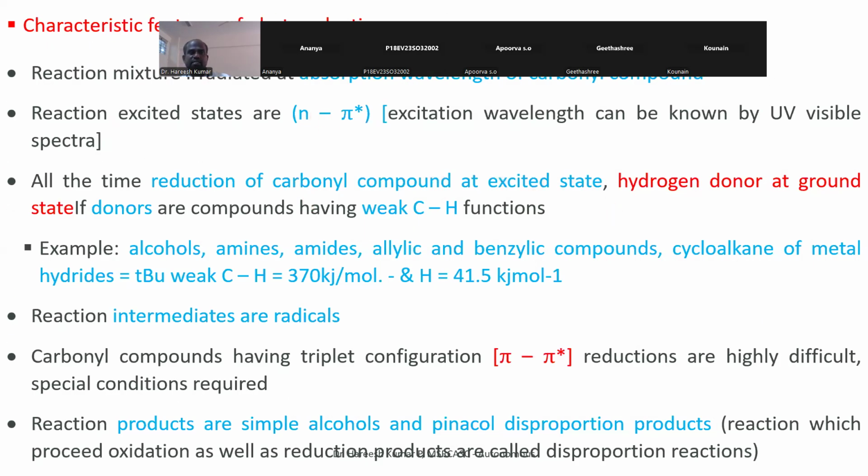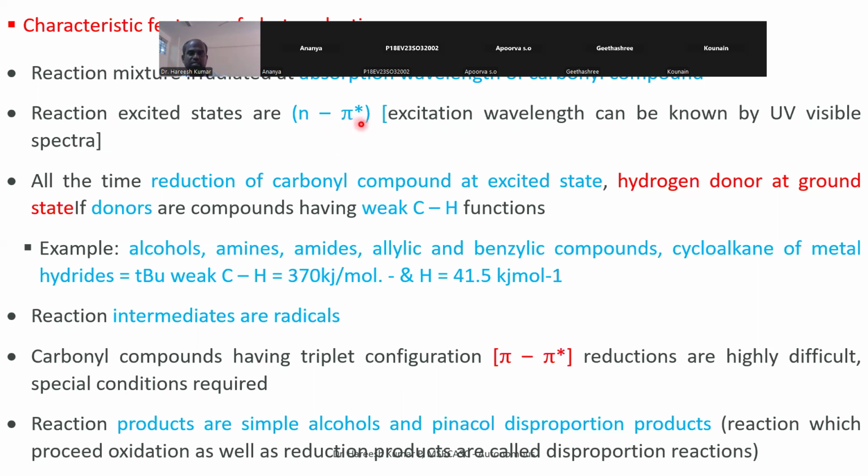So what are the characteristics of photoreductions? The reaction mixture is irradiated at the absorption wavelength of the carbonyl compound. That is one characteristic of photoreductions. Then the reactive excited state is n to pi star. I think you know that carbonyl compounds have two kinds of transitions, that is pi to pi star and n to pi star transitions. Pi to pi star transitions are called allowed transitions, and n to pi star transitions are called forbidden transitions.